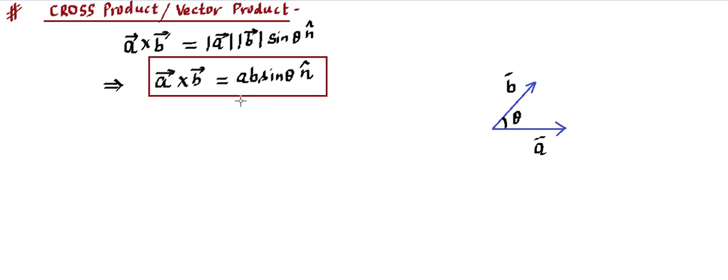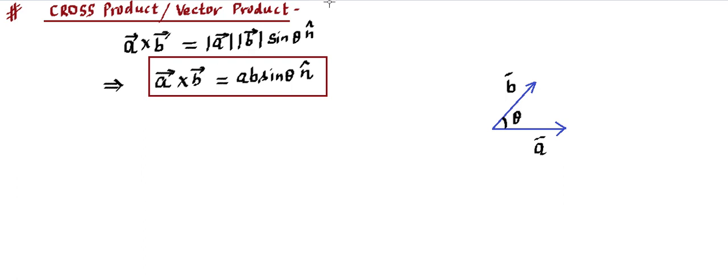Now here you will find on the right hand side there is a direction involved. Since there is a direction involved, the right hand side is a vector, and A is a vector, B is a vector. So when we do the cross product between two vectors, the result is also a vector. Hence we will be claiming A cross B is going to be a vector quantity, unlike A dot B, which is a scalar quantity. Hence this is also known as vector product.